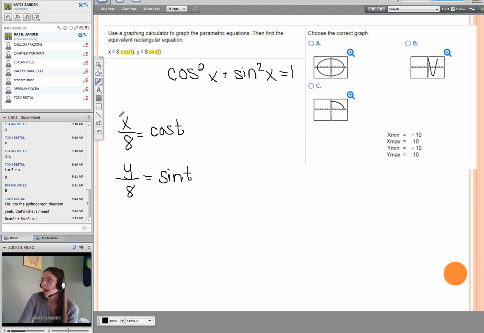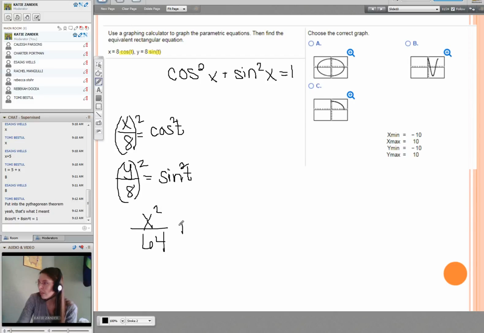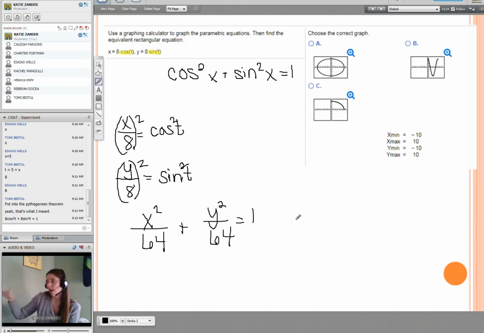And now you can go ahead and square these and then substitute them into your Pythagorean identity. So that's going to look like an x squared over 64 plus a y squared over 64 equals 1. And then we can go ahead and multiply through by a 64.